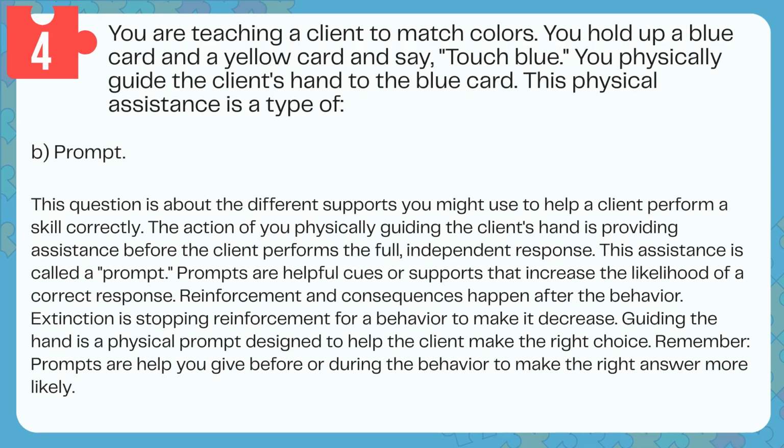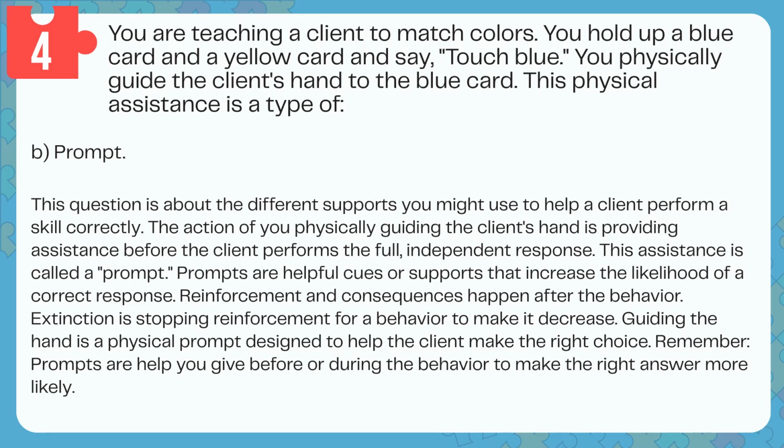Answer B. Prompt. This question is about the different supports you might use to help a client perform a skill correctly. The action of you physically guiding the client's hand is providing assistance before the client performs the full independent response. This assistance is called a prompt. Prompts are helpful cues or supports that increase the likelihood of a correct response.